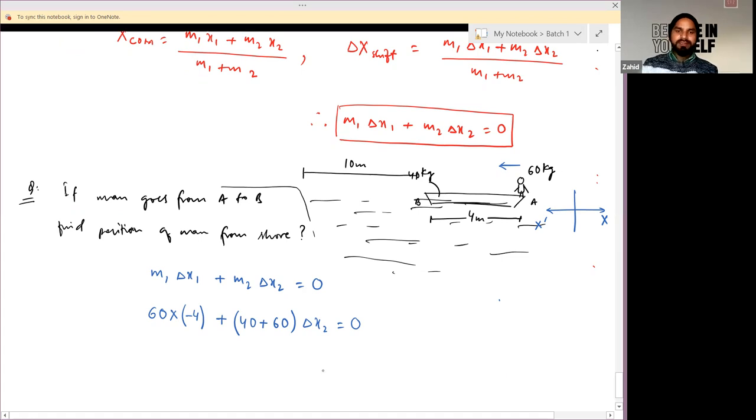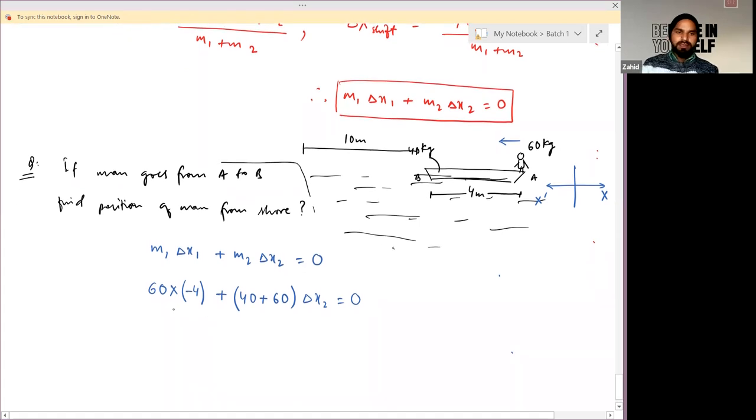So if you simplify it, you'll get 6 into 4, it will be -240 plus 40 plus 60 is 100 times delta x2 equals to 0. Move this -240 to the other side. So 100 delta x2 equals to 240. So delta x2 equals to 240 by 100, that is 2.4 meter.